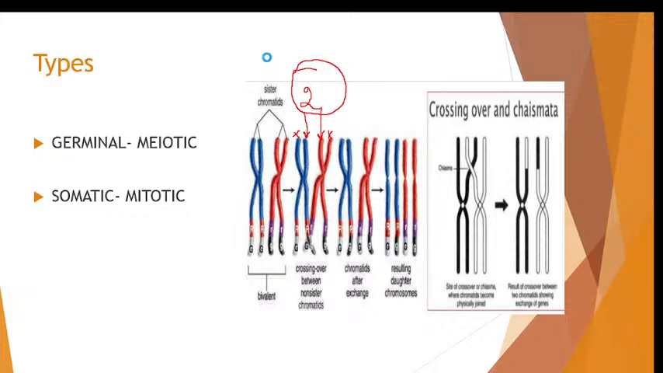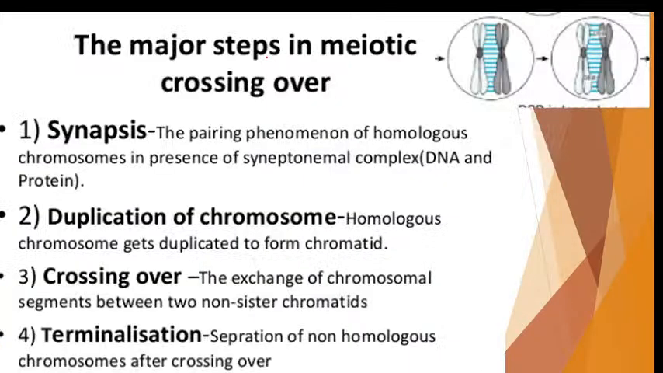Now let's see the mechanism of crossing over. The chromosomal crossing over occurs during the prophase of meiotic division 1, in which the segments of the homologous chromosomes are exchanged. And the events happening in the homologous chromosomes in crossing over: one is synapsis. Synapsis is the pairing of the homologous chromosomes and the formation of a synaptonemal complex.